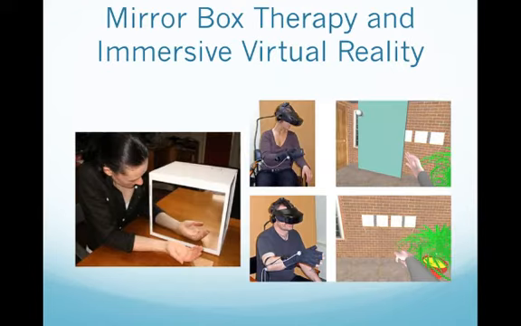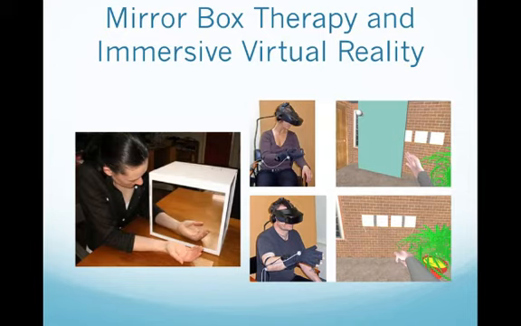Two other known treatments are mirror box therapy and immersive virtual reality. So mirror box therapy came before immersive virtual reality, and it is a tool that allows a person with an amputation to view a reflection of an intact limb in the visual plane of the missing limb. This technique can trick the brain into believing the missing limb is actually moving. So they would place their hand into the box and then imagine that the reflection of their intact limb is the movement of their missing limb.